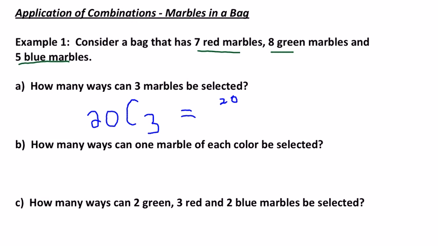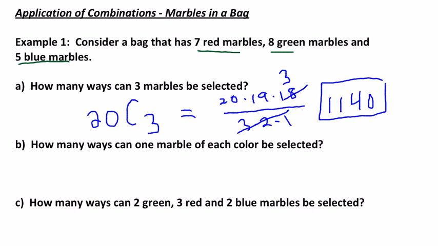So you do 20 times 19 times 18 divided by 3 times 2 times 1. The denominator is 6, which cancels with the 18. And so you end up with 20 times 19, which is 380. And then you multiply that by 3 to get 1140. And so there's 1140 ways that you can select these 3 marbles. Now, notice this is assuming that these marbles are distinguishable in some way or another. They just have a similar color, but they are different from each other.